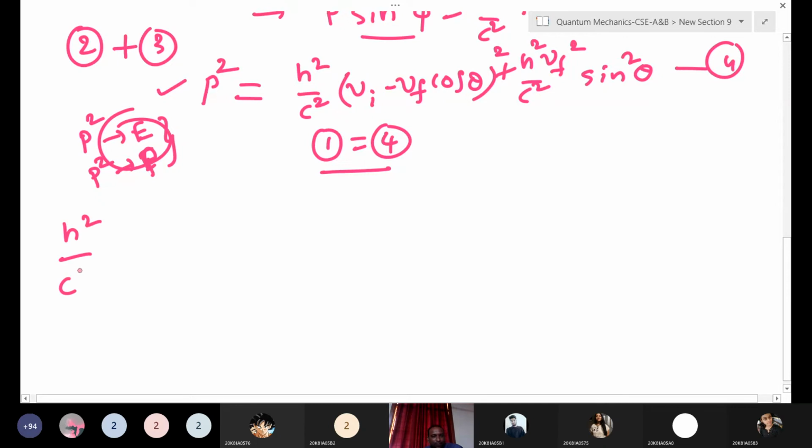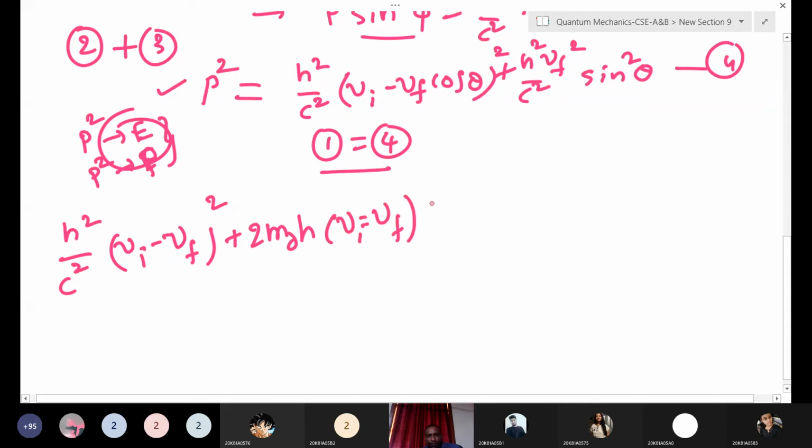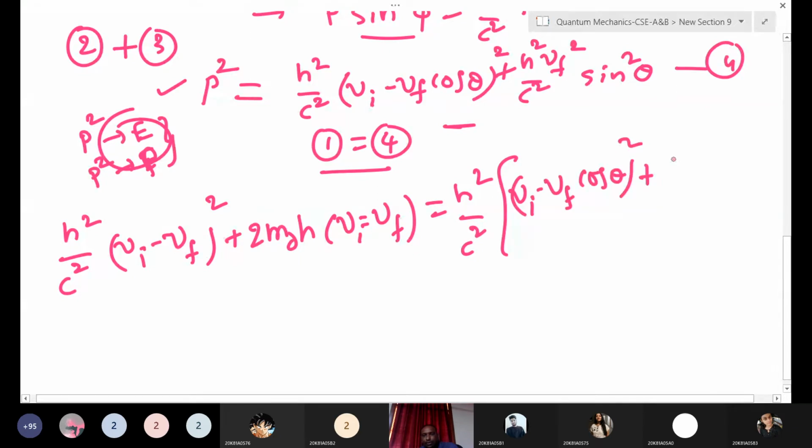What is the first expression here? From the energy conservation law, we got h square c square (nu I minus nu f) square plus 2 m naught h (nu I minus nu f). Now what is the expression from the momentum law? You can write, h square c square is common, you can take out, and (nu I minus nu f cos theta) square plus nu f square sine square theta. This expression we got once we equate.